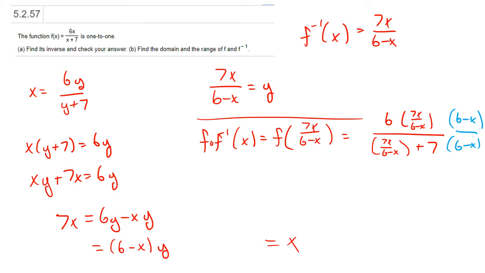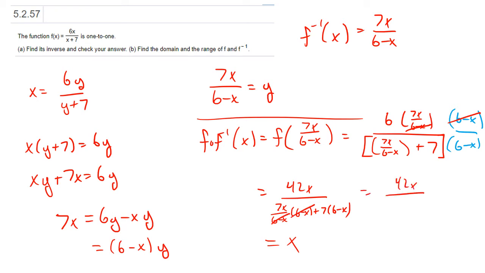But what this has the effect of doing is it cancels this denominator here. And if I am careful about distributing in that denominator, okay, my numerator just becomes 42x, and my denominator becomes 7x over 6 minus x times 6 minus x plus 7 times 6 minus x. Now this 6 minus x cancels that one.